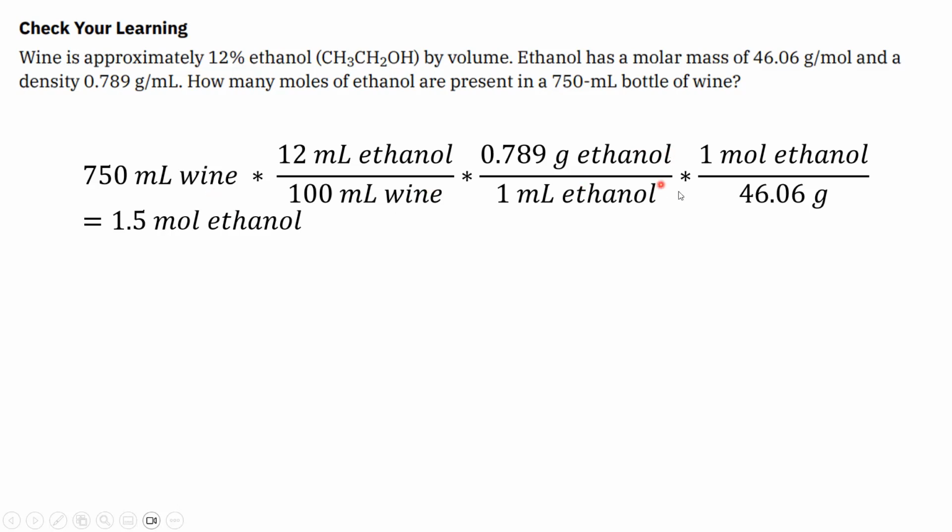So this would give us how many grams of ethanol we have in this bottle of wine, but we want to go to moles in this case. So now we're just going to use that molar mass. We had grams on top here, so we're going to have the grams on the bottom for the molar mass, moles on top, and ultimately that's going to give us 1.5 moles. And then for this one, we've got 2 sig figs because 12% has 2 sig figs, 750 has 2 sig figs as well. So we're just going to round to the 2 sig figs with 1.5.